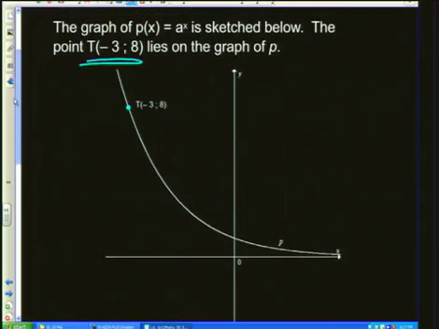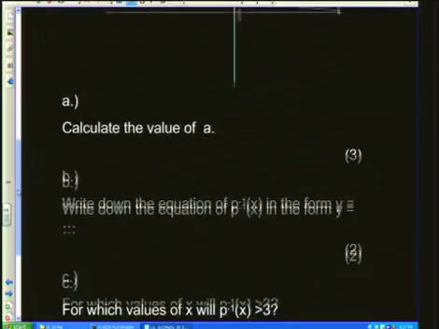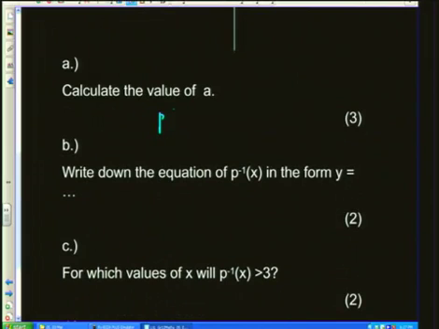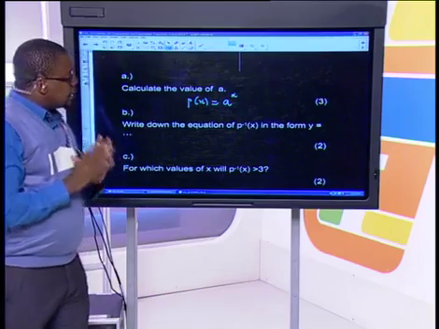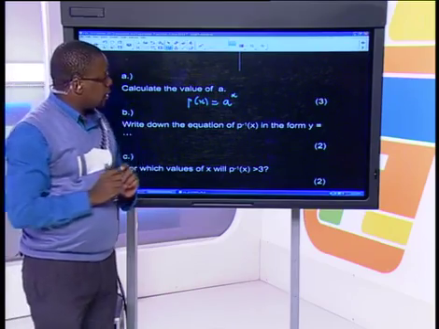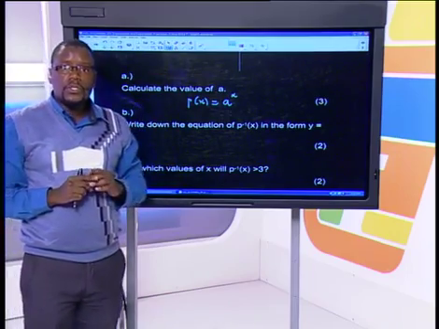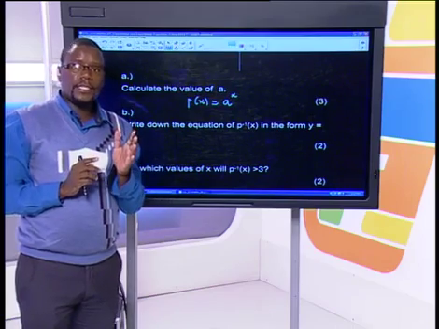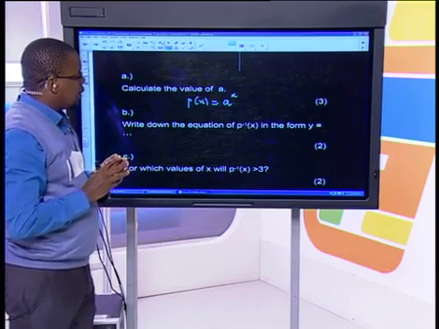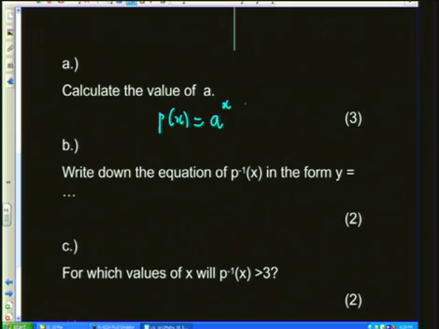It is given that p of x is a to exponent x. So you've got p of x is a to the x. Now, there's something important that's given to us. Says there's a point on that graph which is minus 3, 8. So the coordinates are x is minus 3, y is 8. So we can substitute. Okay, let me just do it here. Y is 8 equals a to exponent x is negative 3, right?